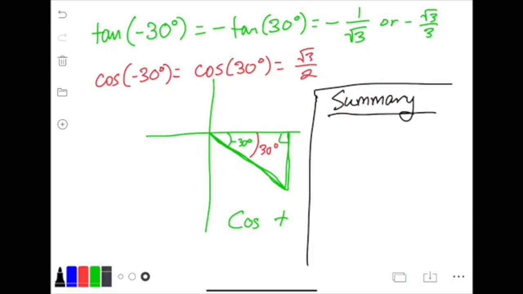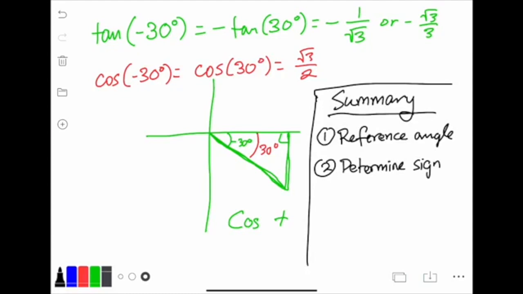So at the end of the day, it's a very simple two-step process when you're working with an angle that is not between 0 and 90 degrees. First things first is you want to determine what the reference angle is. And the second step is to determine the sign of the final answer.